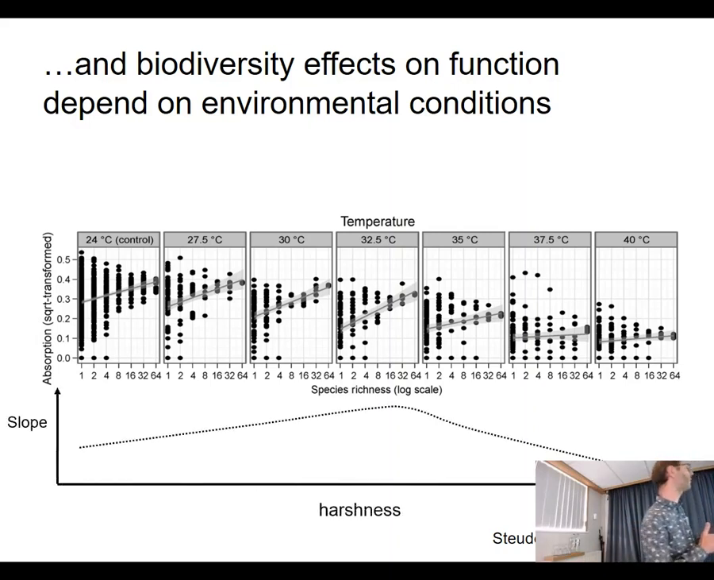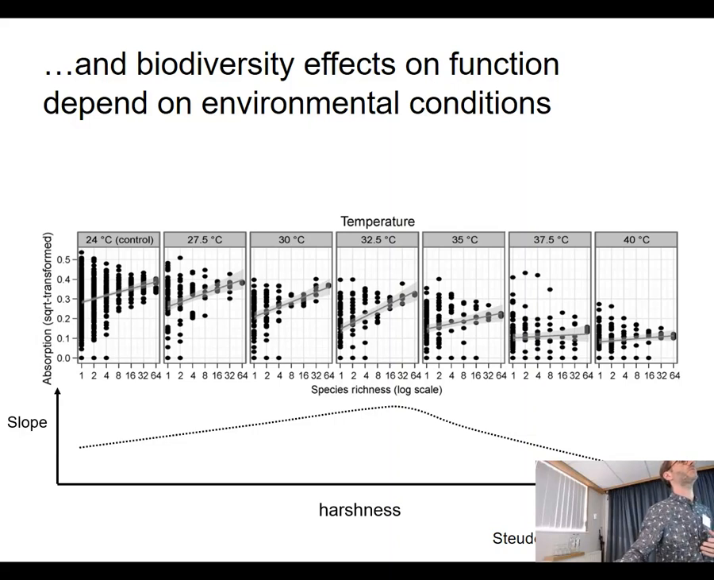So the slope of the BEF, so the biodiversity and function relationship, first goes up, reaches a peak, and then goes down. What we hypothesized in our recent paper that will appear, I guess, next month or so, is that this trend is a quite general one. Why? Because the mechanisms behind it can be found back in many different systems.